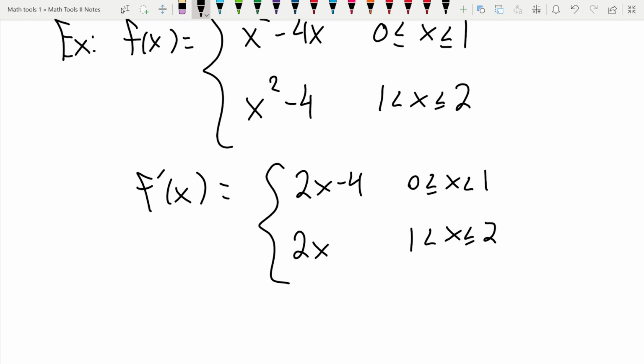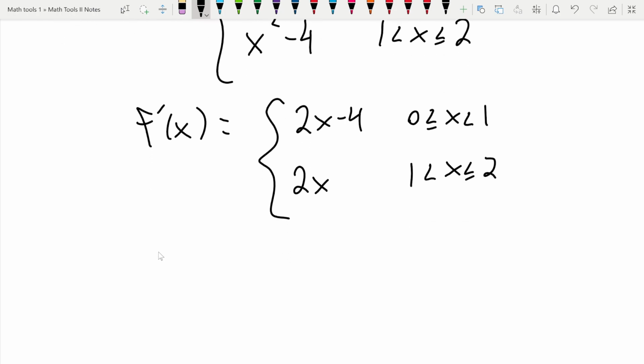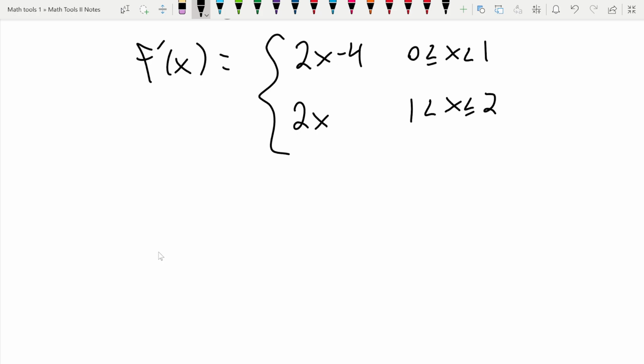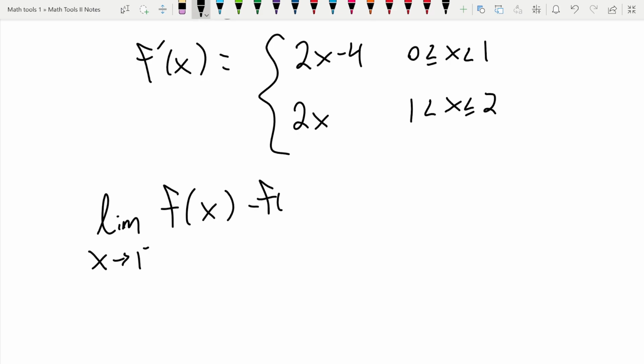But at 1, because remember the derivative is really a limit, the left and right hand limits might be different here. So we should consider that point specifically using the definition of the derivative as a limit. So we can use the alternative definition of the derivative. So if we do the limit as x approaches 1 from the left of f of x minus f of 1, because we're using the alternative definition, divided by x minus 1.